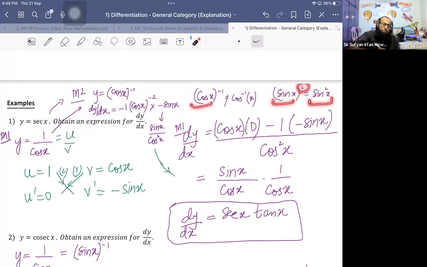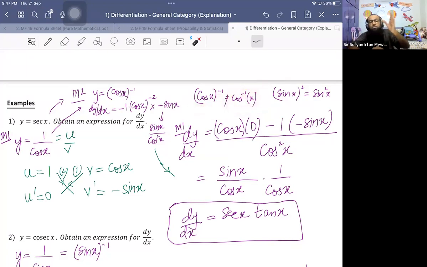But cos x whole power minus 1 cannot be written as cos inverse x. Because if we say cos x whole power minus 1 is same as cos power minus 1 x, people will misunderstand. Why? Because inverse trigonometric function is already present in the calculator as well. Inverse trigonometric function is a separate function, right? So this is not the right thing.